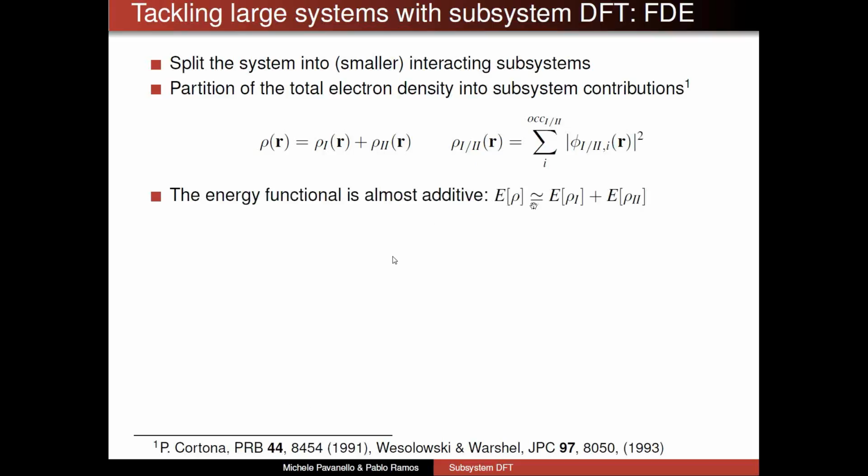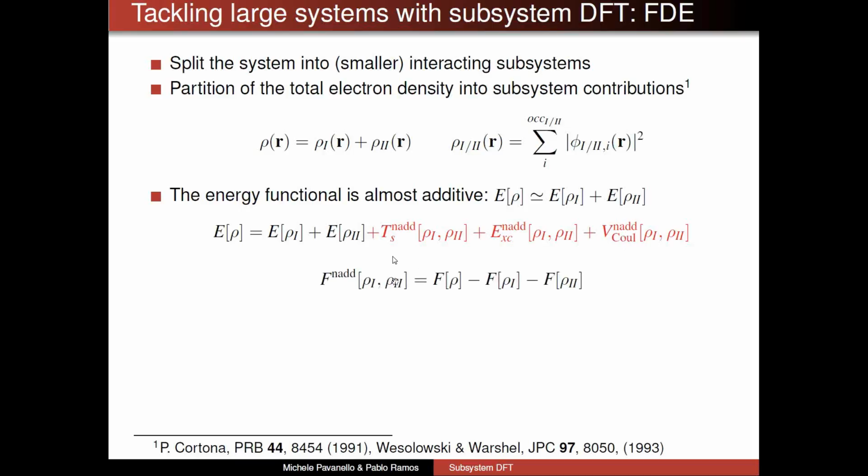Let's see. Then you see that the energy functional cannot be additive, meaning you cannot write the total energy as a sum of subsystem energies, but what you really have to include is essentially the interaction part of the energy functional, and that we call a non-additive energy functional. And that comes in three flavors: non-additive kinetic energy, non-additive exchange correlation, and of course the non-additive Coulomb interaction.